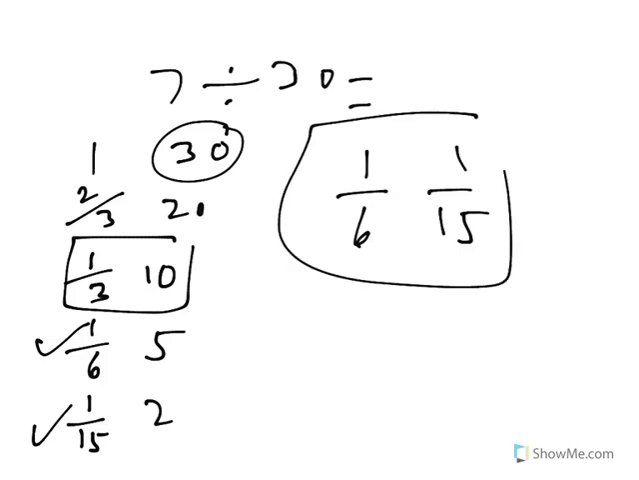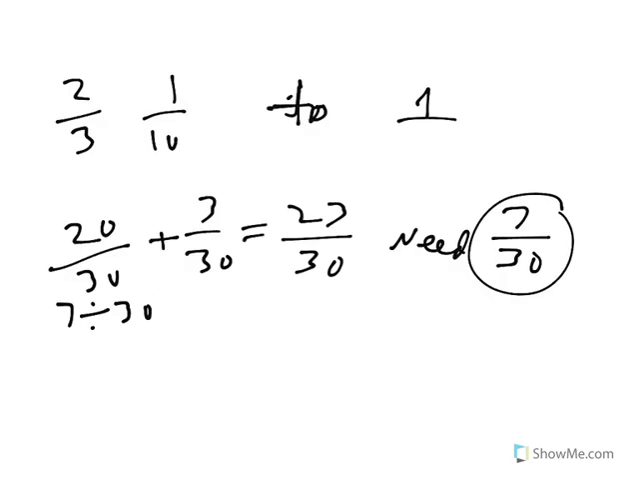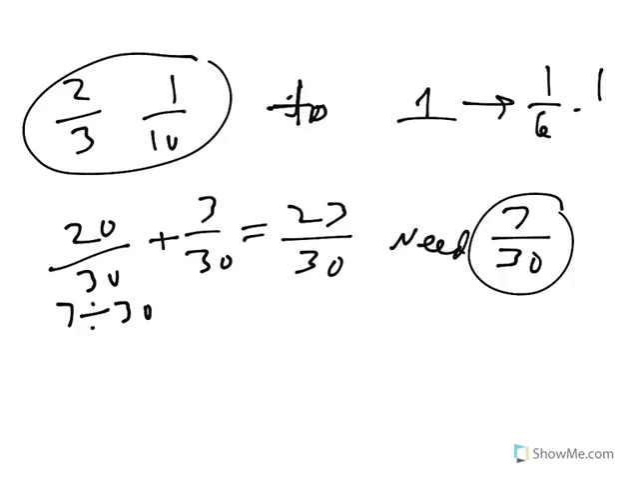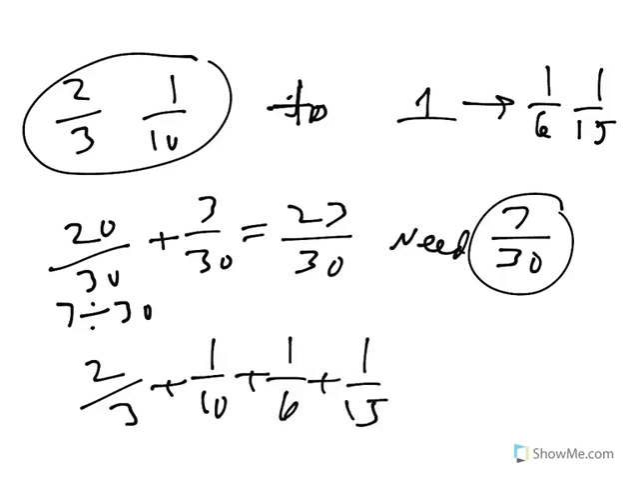So this is the answer to our question. This is a fancy way of saying 7 over 30, and that's the answer to the original question. So 2/3 and 1/10, which is really 23 over 30, to 1, the thing we would need is 7 over 30, which is written as 1/6, 1/15. They're basically saying that 2/3 plus 1/10 plus 1/6 plus 1 over 15 equals 1. Sometimes they're not trying to get to 1. Sometimes they're trying to get to like 2/3 or some other fraction, but that's the basic idea.